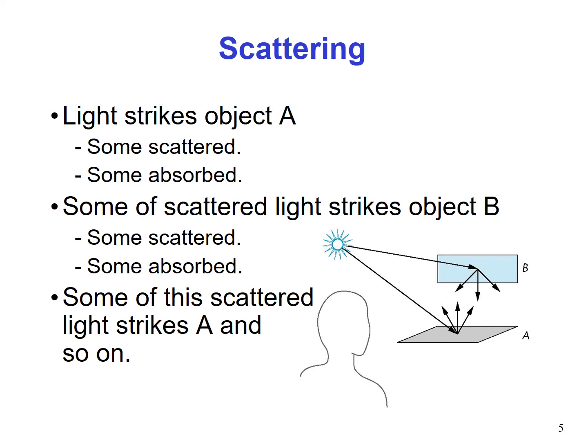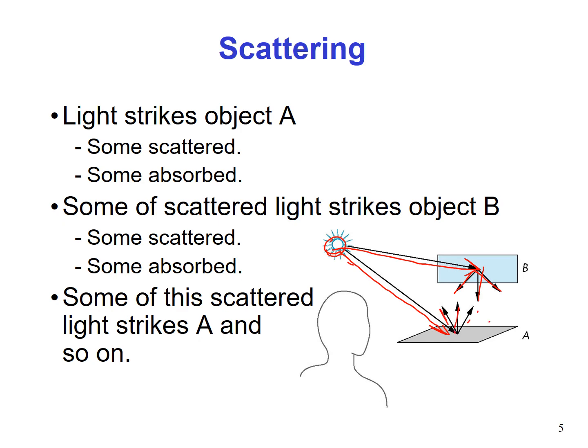Imagine a case where we have a single light source and two objects. Light from this light source will strike object B and will get scattered. Some of this scattered light will strike object A. Now light from this light source will also strike object A, and it will get scattered. Some of this scattered light will strike object B.